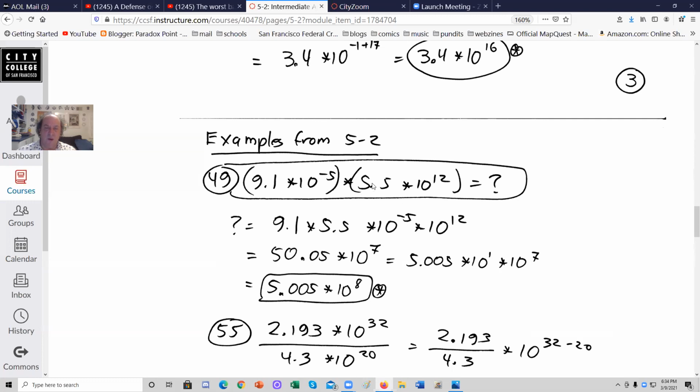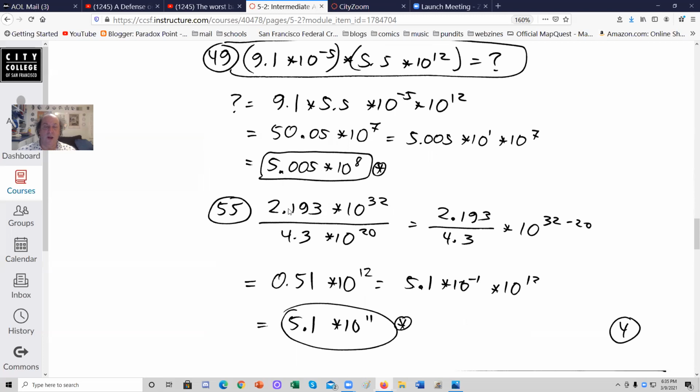Okay, you have 9.1 times 5.5 here. You have 10 to the negative 5 times 10 to the 12th here. This comes out to 50.05. Negative 5 plus 12 is 7, times 10 to the 7th. Not quite the right scientific notation, so we rewrite 50.05 as 5.005 times 10 to the first. And that times 10 to the 7th, you add the exponents, and you get 5.005 times 10 to the 8th.